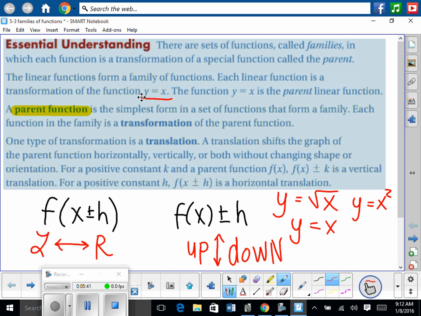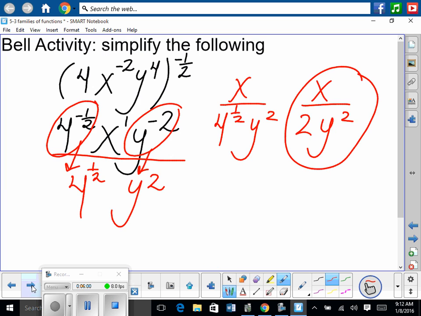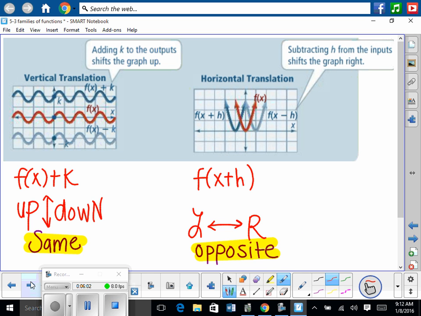Do we go the same or the opposite? Opposite. We always go the opposite. Very good. Way to remember that. And then anything added on the outside of our function, such as f of x plus or minus k, that's our shift up and down. Should we go opposite or stay the same? Same. Good. So we're just going to be doing this today with lines.